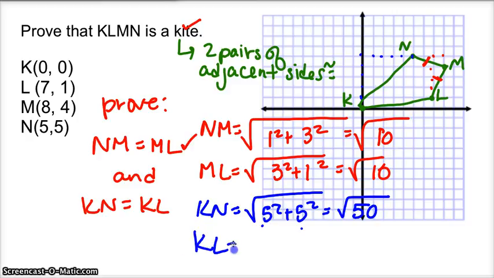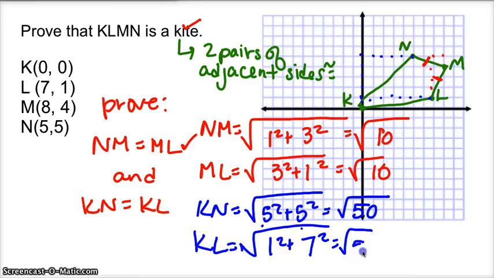Now check KL. Rise 1. And then 1, 2, 3, 4, 5, 6, 7. So far, what we've seen is that when things are congruent, the numbers are identical. But look at this. 1 squared is 1. 7 squared is 49. When I add the two together, we get 50. So I've proven that these sides are congruent. So yeah, it's got to be a kite because I've proven that there are two pairs of adjacent sides congruent.